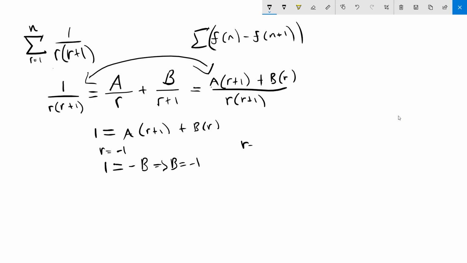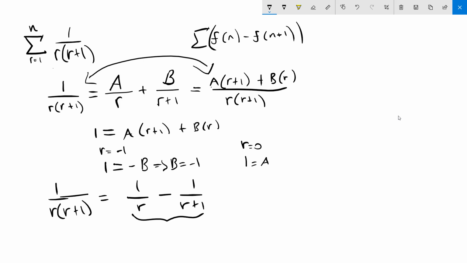And let's pick r equal to 0. Well, when r is equal to 0, this term dies out, and we're left with just 1 is equal to a. Great. Okay, so now we've got our partial fraction decomposition. We can now say that 1 divided by r times r plus 1 is equal to 1 divided by r minus 1 divided by r plus 1. Great. So this is good, because we can now say this is in our format here, right? Our function of r is going to be 1 over r, and then this thing can be written as f of r minus f of r plus 1.